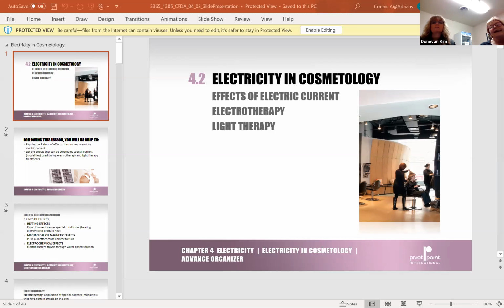It is kind of cool, but they have to be a client that can take electricity. So that would be no pregnancy. We don't have that stuff.